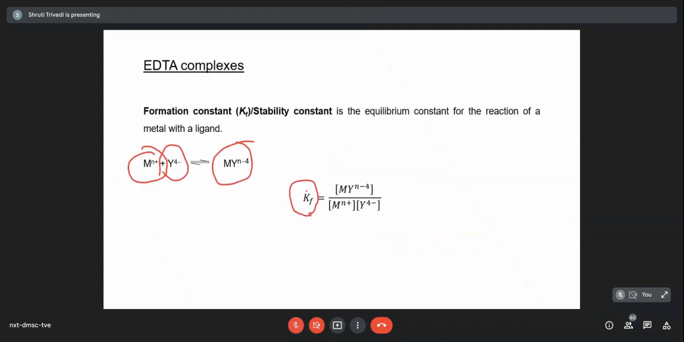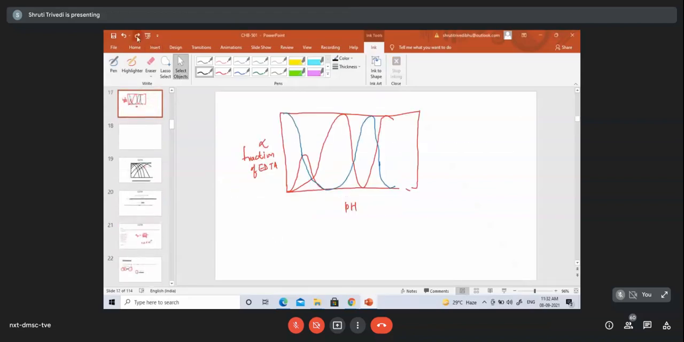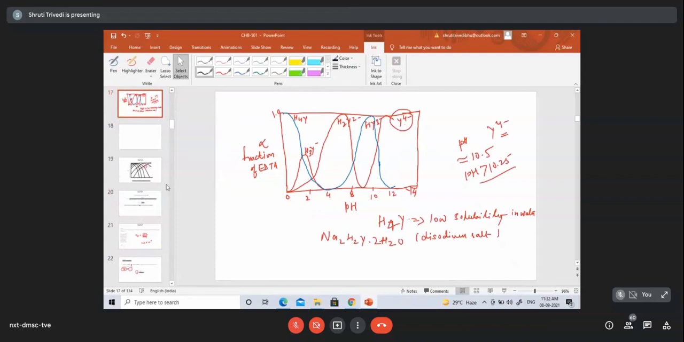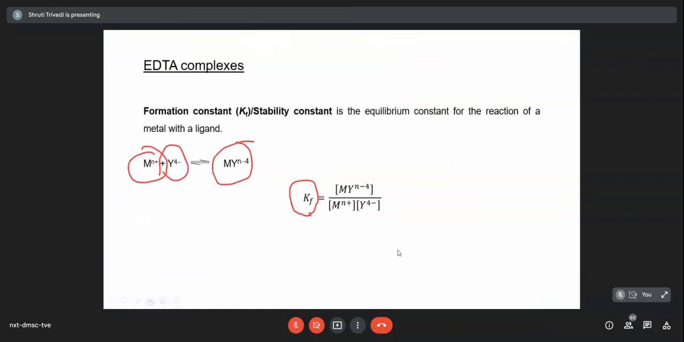Next, we are going to talk about the formation constant. Formation constant is also known as stability constant. It is denoted by Kf. Formation constant is represented by Kf, and Kf is also known as stability constant. So this is going to tell you whether your complex is stable or not.